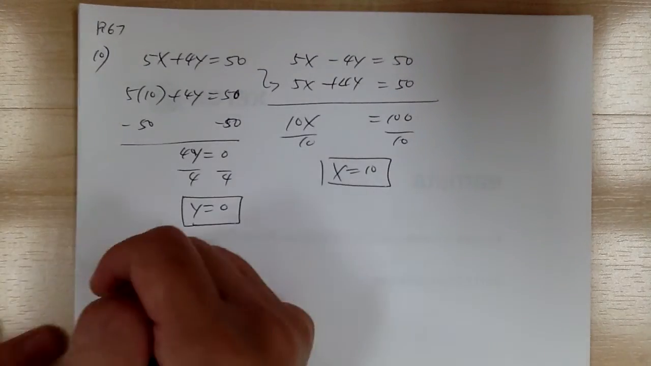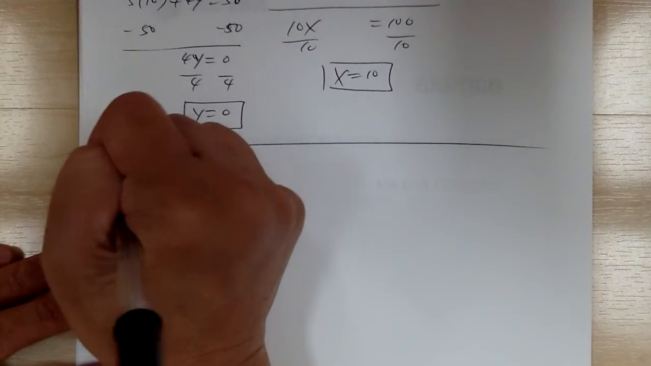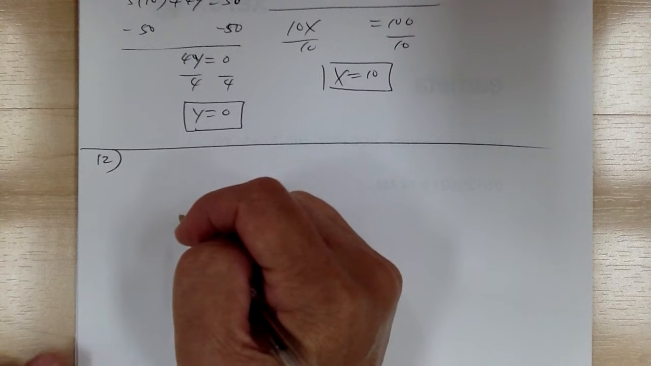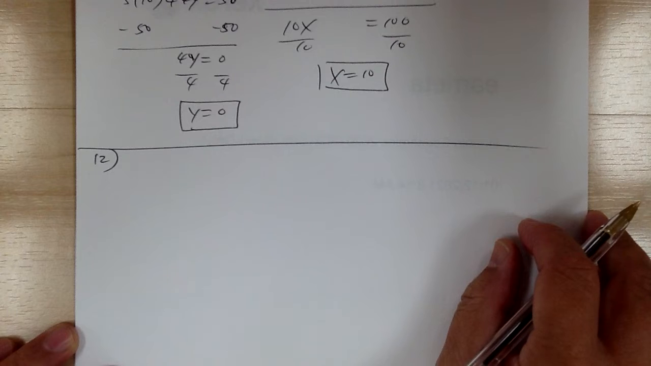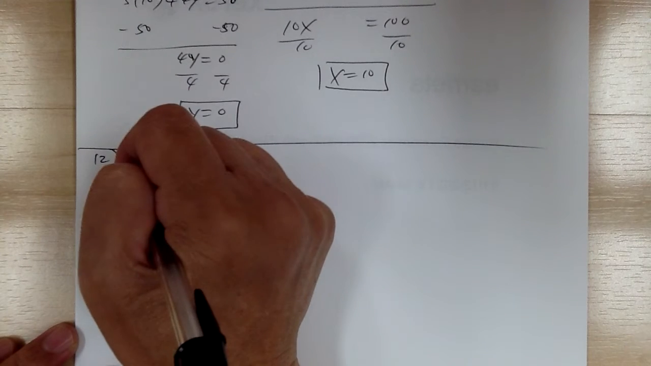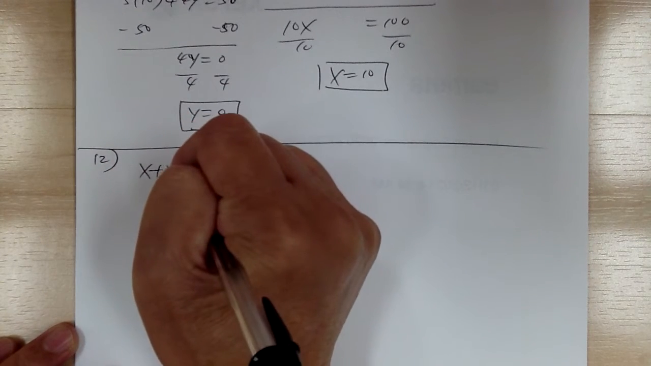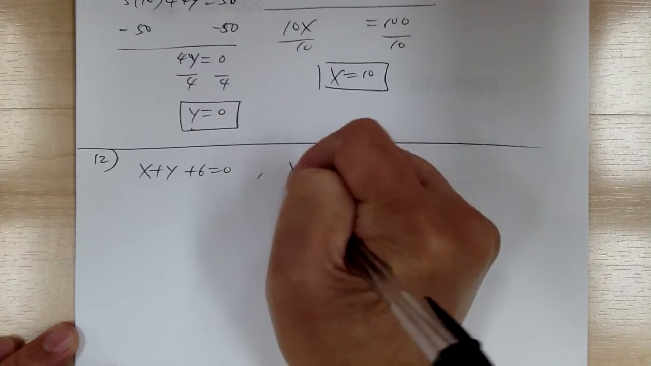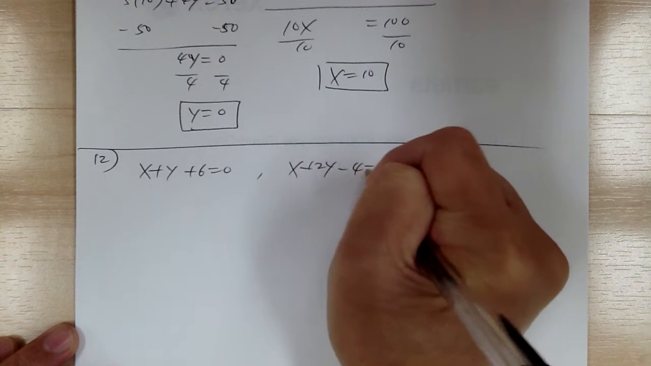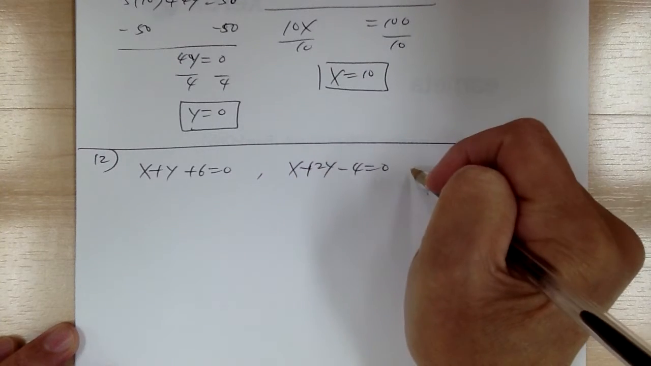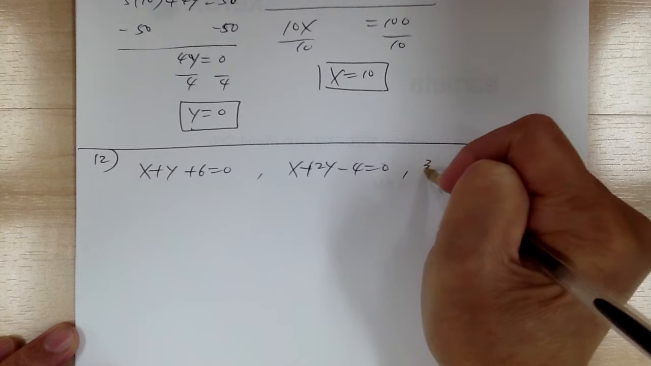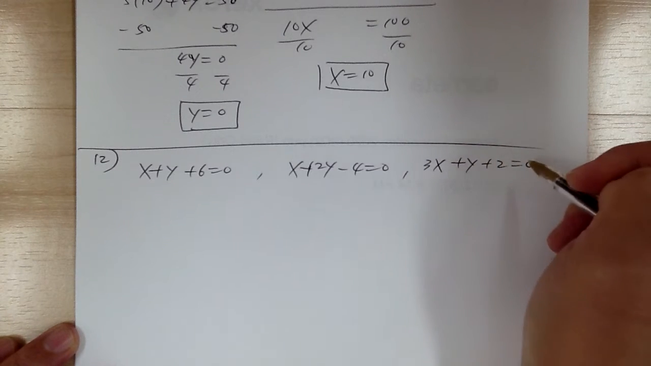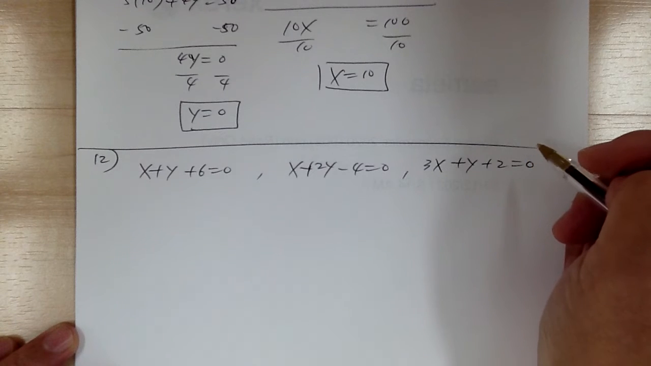Okay, let's go to the next one. It says the sides of the triangle are on the lines. So you've got 3 equations. You've got x plus y plus 6 equal to 0, and x plus 2y minus 4 equal to 0, and 3x plus y plus 2 equal to 0. And you're looking for the vertices.